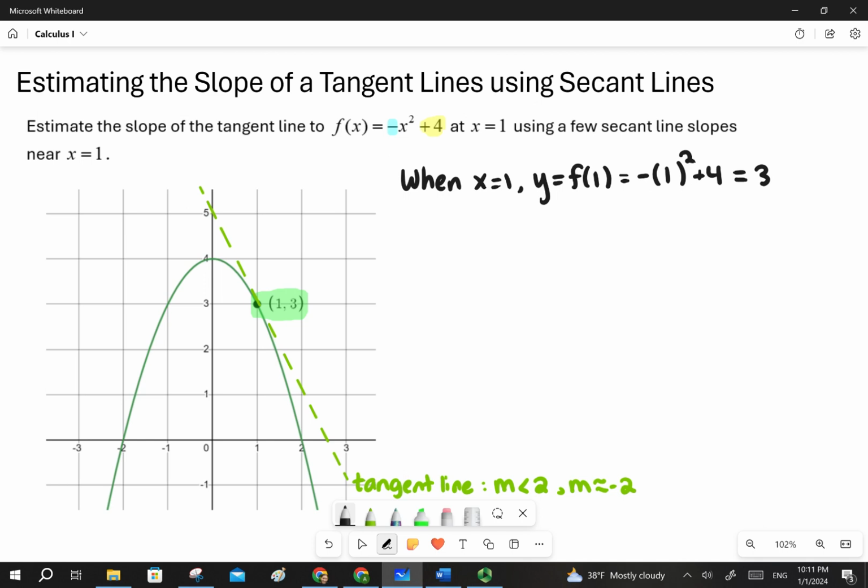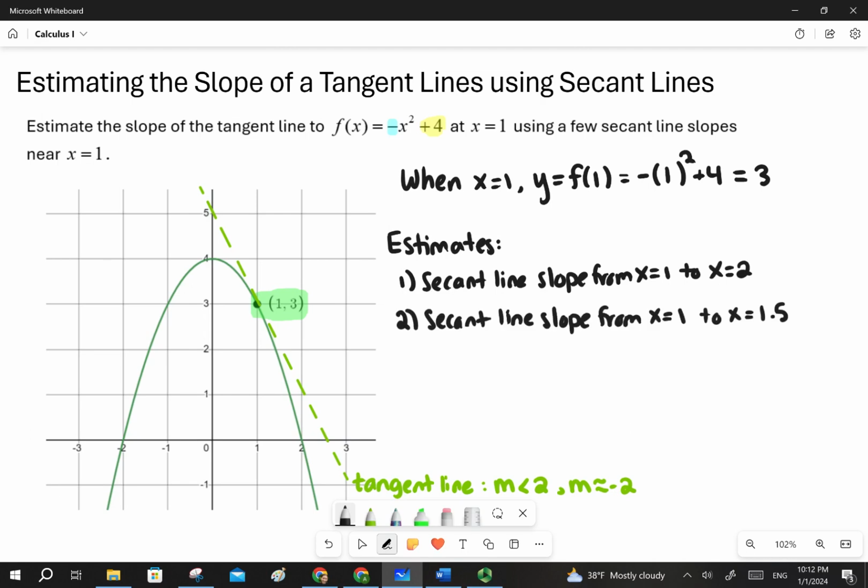To estimate using secant line slopes, we just need to pick a few intervals to look at. You can do whatever you want, but the closer the second point is to the point (1, 3), the more accurate your estimates will be. I'll choose to use the secant line from x equals 1 to x equals 2, then the secant line from x equals 1 to x equals 1.5, and finally the secant line from x equals 1 to x equals 1.01.